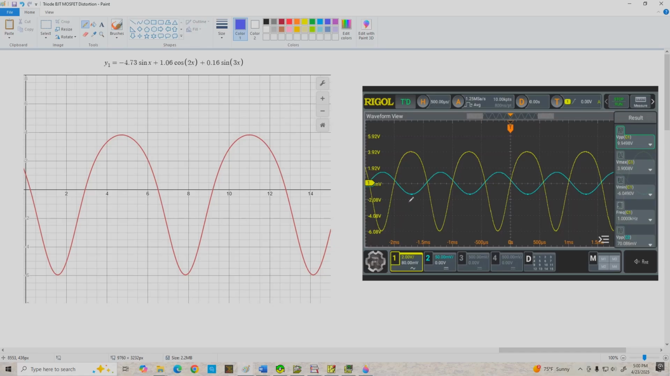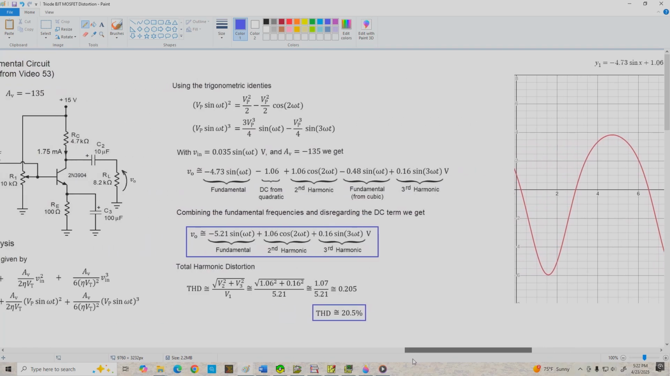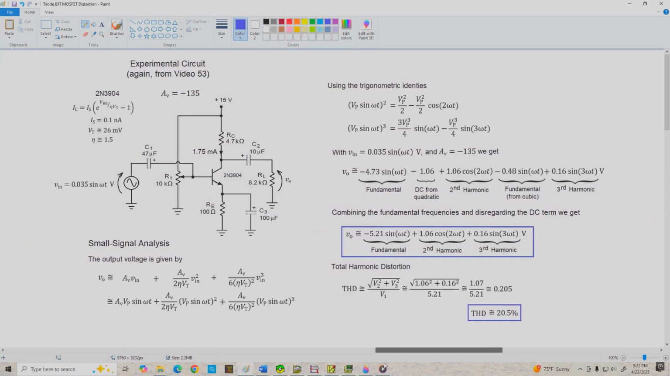So all the pain we endured in that analysis actually seems to be worth the effort, and I mean, what more can you ask for? You build the circuit, it looks exactly like what the predictions are. We're going to take a look at the MOSFET next, but before we do that, I just want to mention one thing about our derivation here.